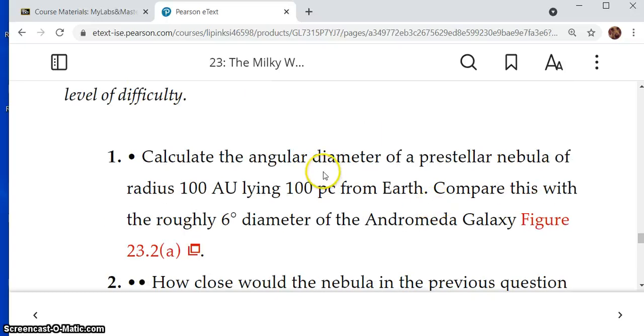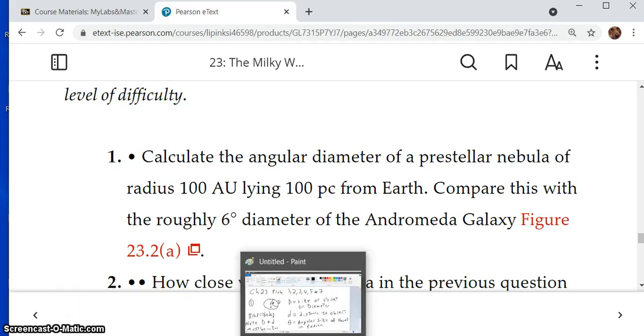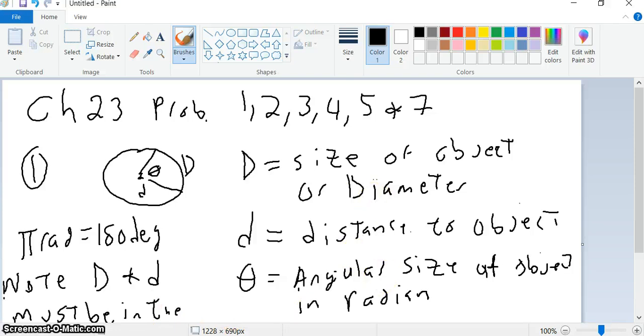Sorry about that. All right, so it says calculate the angular diameter of a pre-stellar nebula of radius 100 AUs lying 100 parsecs from Earth. Compare this with the roughly 6 degree diameter of the Andromeda galaxy. To do that, we're going to switch to right here. This is the problem. The problems that we're going to do from chapter 23, 1 through 5, as it says right here, and problem 7.